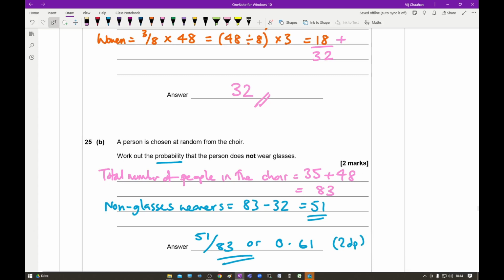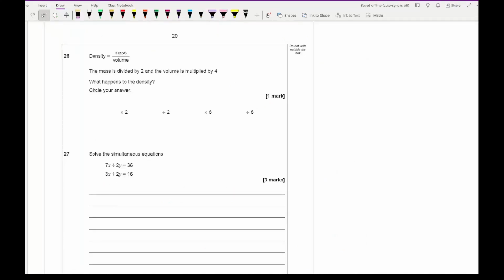Looking at question 26, it says density equals mass over volume. The mass is divided by 2 and the volume is multiplied by 4. What happens to the density? Now, one way of doing this is to think to yourself, well, mass, if that's halved, looking at this, that's going to turn to multiplying by 0.5.